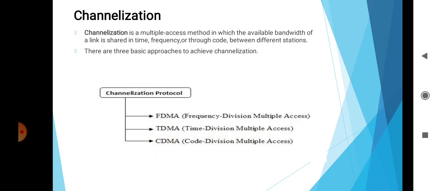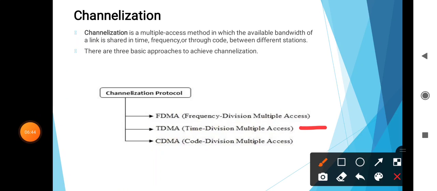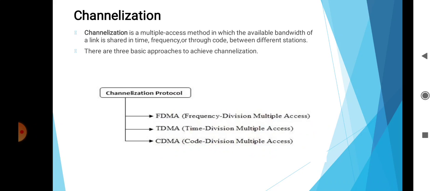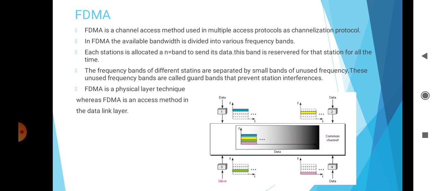The channelization protocols: the first one is FDMA, the second one is TDMA, and the third one is CDMA. First is FDMA, frequency division multiple access, second is TDMA, which stands for time division multiple access, and third one is CDMA, code division multiple access. Then the first one is FDMA.